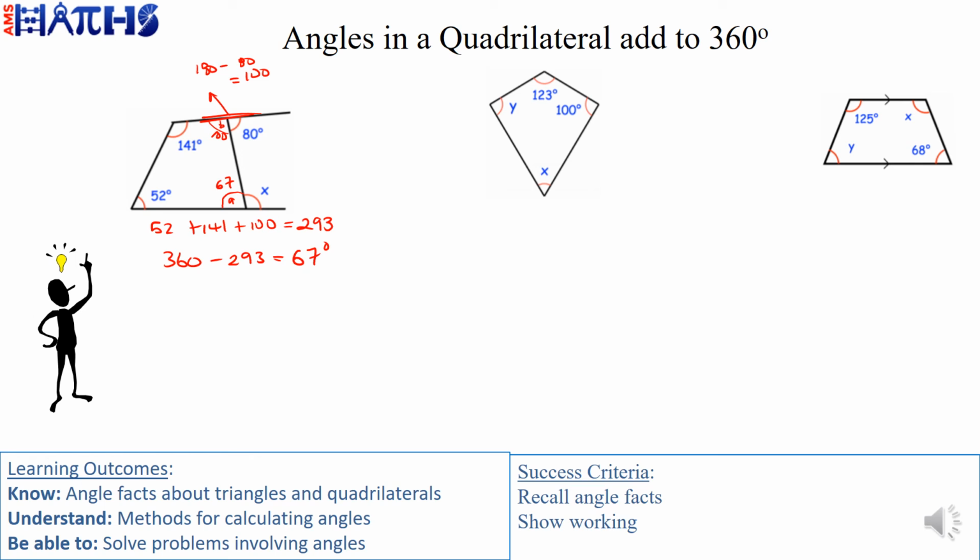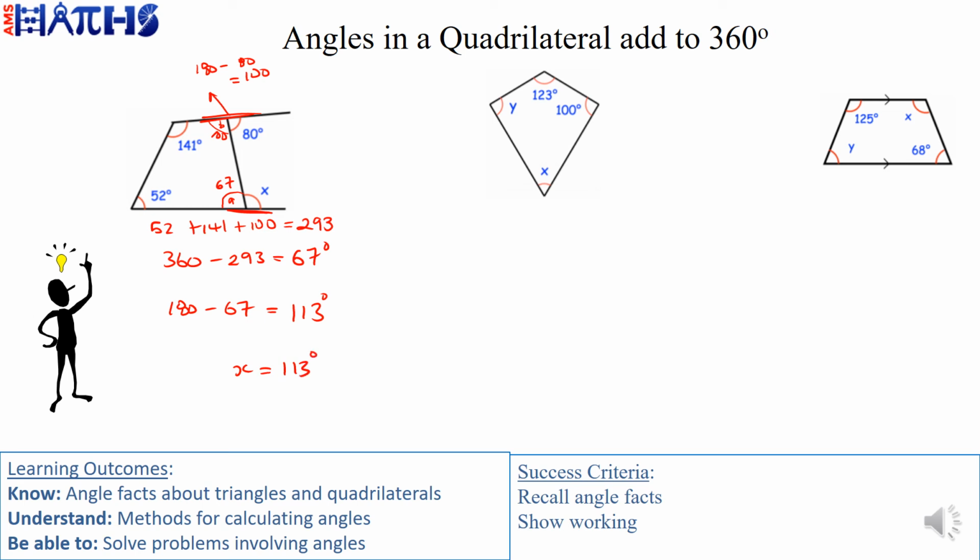Now we are in the position to find out the value of X. Now 67 and X are angles on a straight line. So to get X, we'll have to do 180 minus 67 degrees. And that will give us 113 degrees. So X is equal to 113.